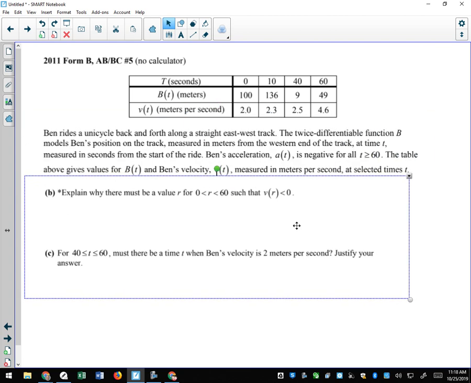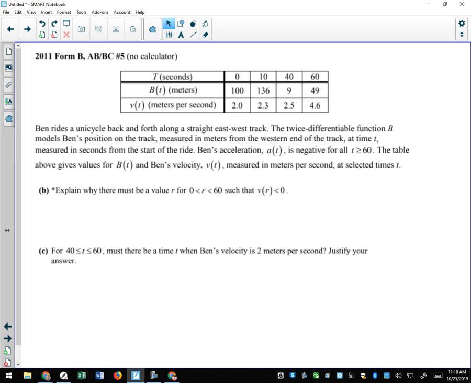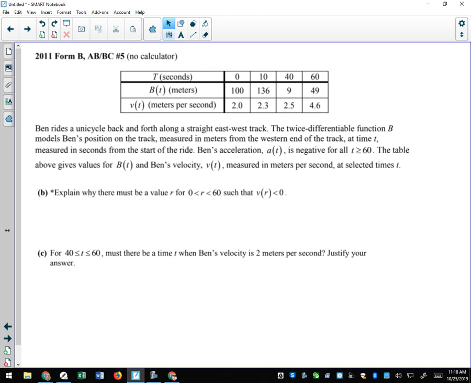Now part B I created on my own. Let's see. So, a recap of this problem. We did this a long time ago, but Ben is riding his unicycle on an east-west track. The twice differentiable function b. Seconds ago. So okay, so we have acceleration. Ben's acceleration is negative, so a of t is negative. I don't think we need that, and I don't think that's even in your paragraph, is it? I think that's something else I added to the question when I altered part A and added E. So, you know what? I'm not even going to mark that.